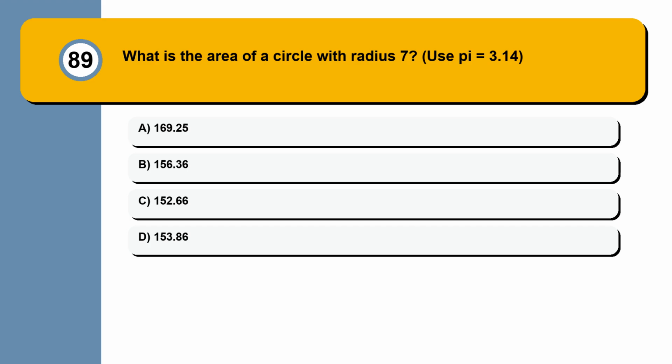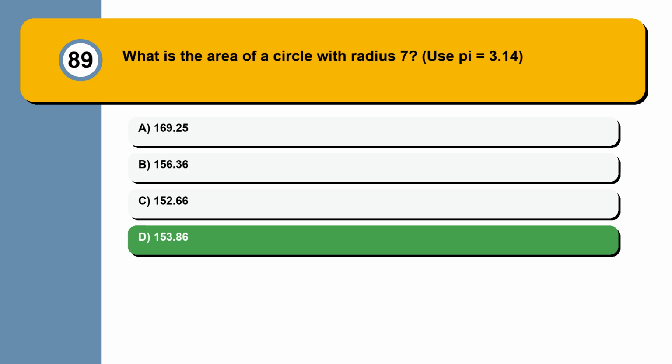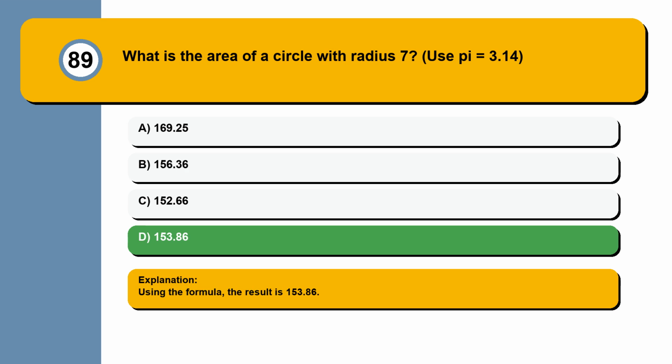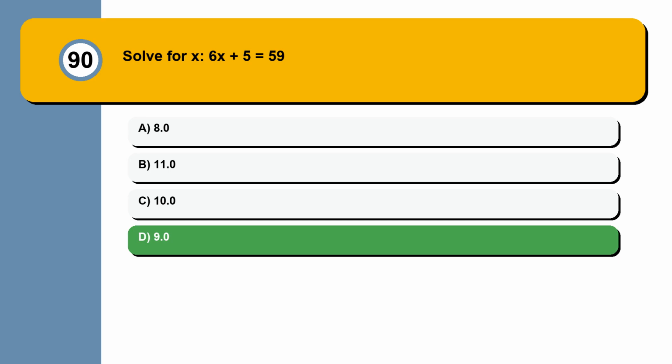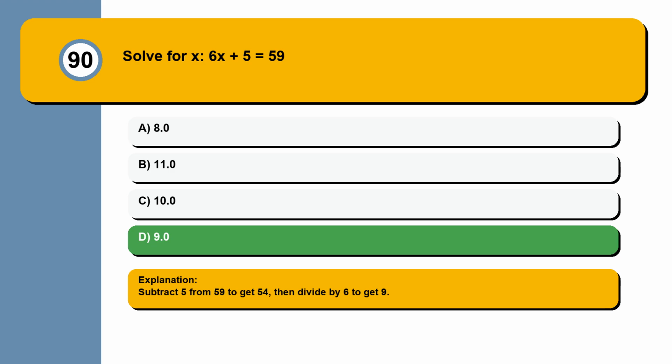Question 89. What is the area of a circle with radius 7? Use pi equals 3.14, 169.25, 156.36, 152.66, 153.86. Using the formula, the result is 153.86. Question 90. Solve for x, 6x plus 5 equals 59, 8.0, 11.0, 10.0, 9.0. Subtract 5 from 59 to get 54, then divide by 6 to get 9.